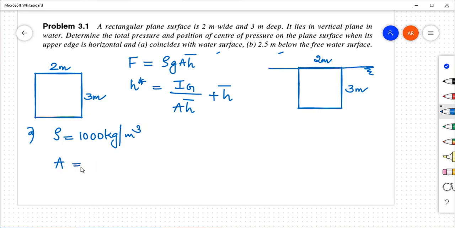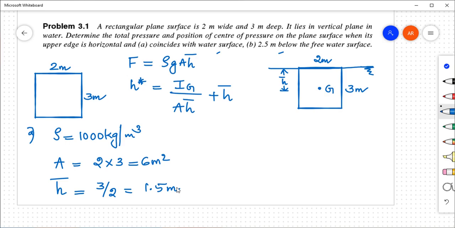Area of the rectangular surface is 2 into 3, that is 6 meter square. And h bar is the position of centroid of the area from the free surface. Since it is a rectangular surface, we can mark the centroid here. This indicates h bar, the vertical distance from the free surface to the centroid. So it is clear that h bar is equal to 3 by 2, that is 1.5 meter.